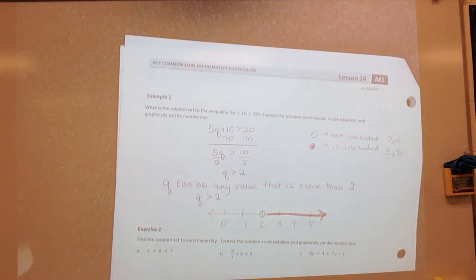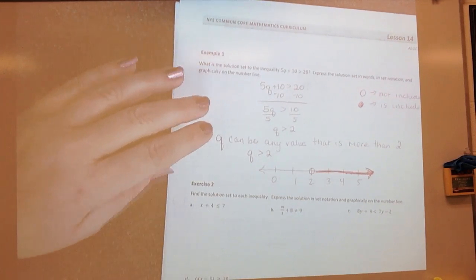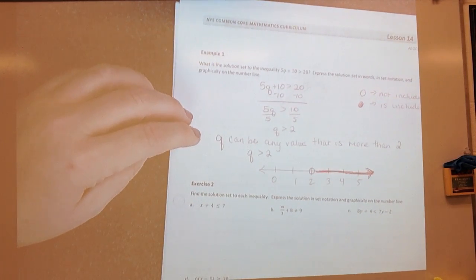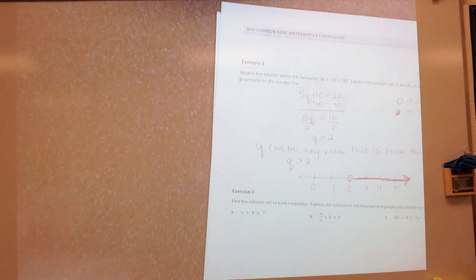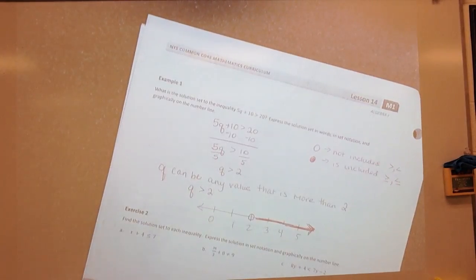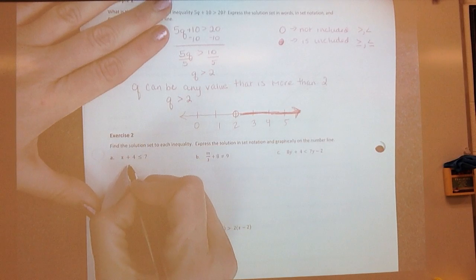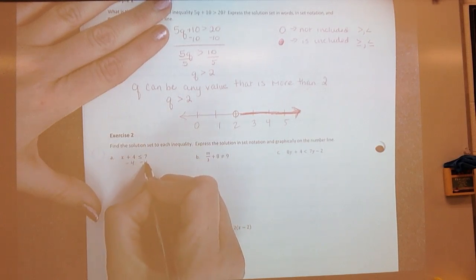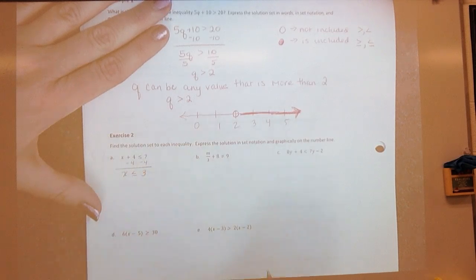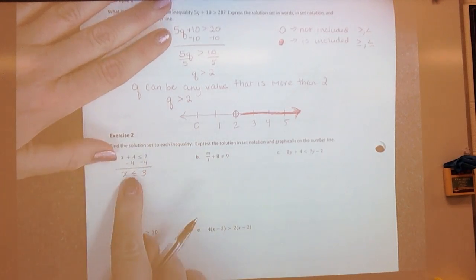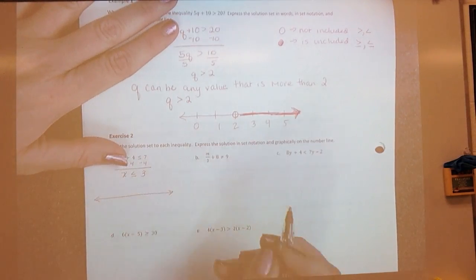Alright, let's look at exercise 2. Find the solution set for each inequality. Express the solution in set notation and graphically on the number line. Alright, so I'm going to solve this just like I would an equation. Subtract 4 from both sides. X is less than or equal to 3. So there's my set notation. I'm going to do graphically.